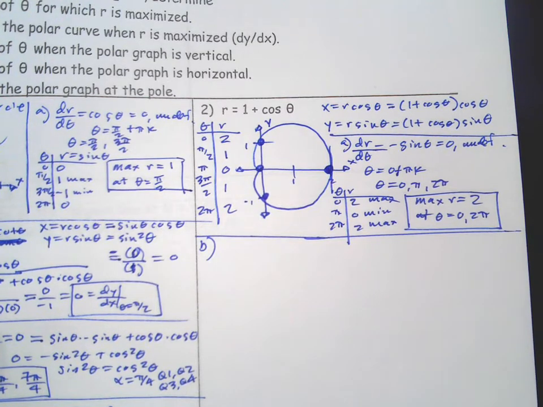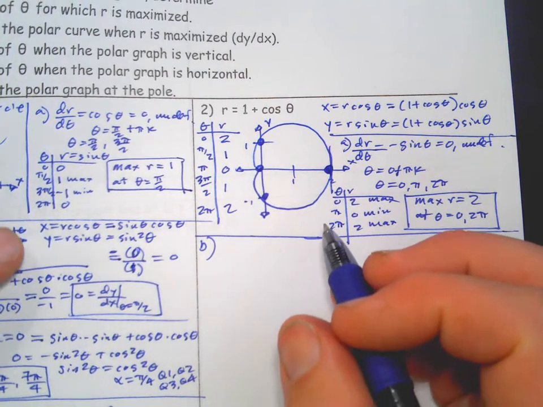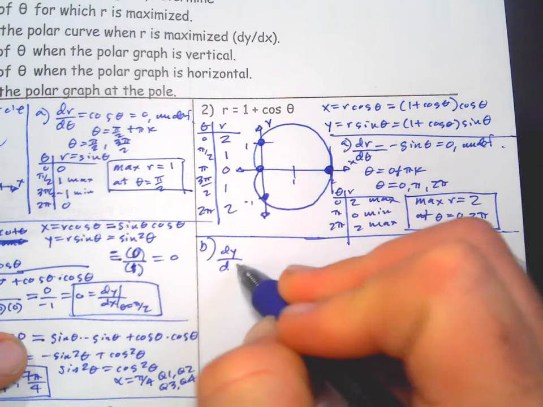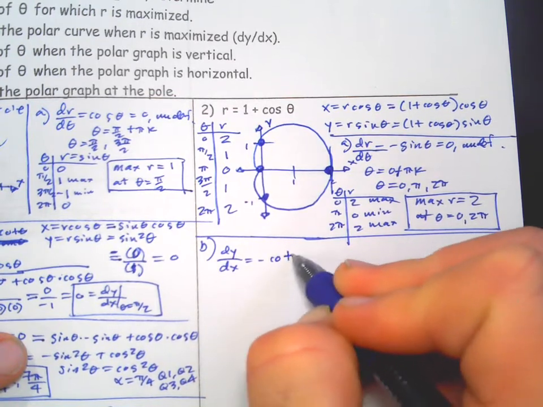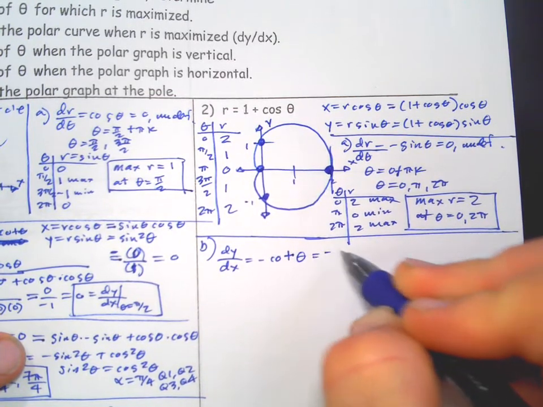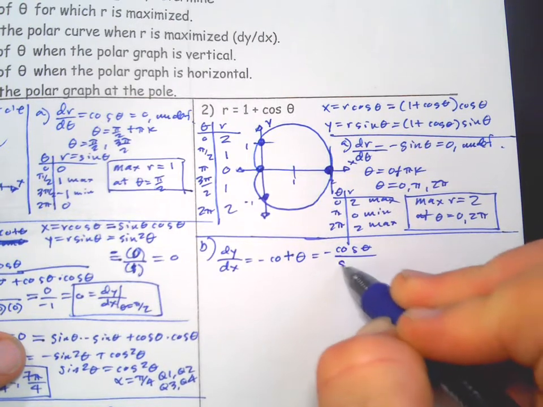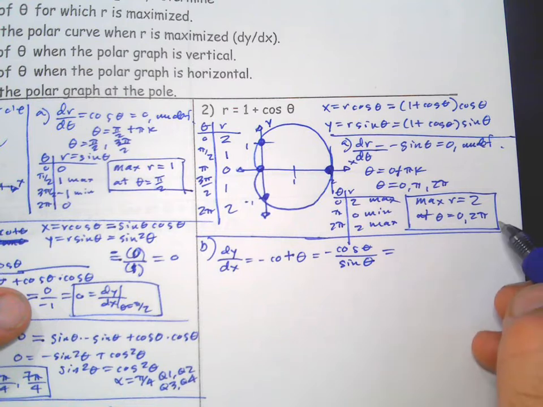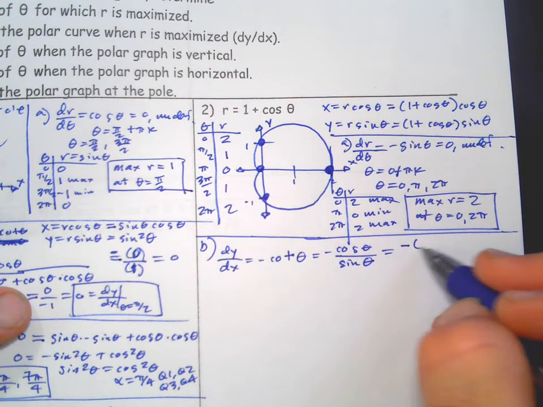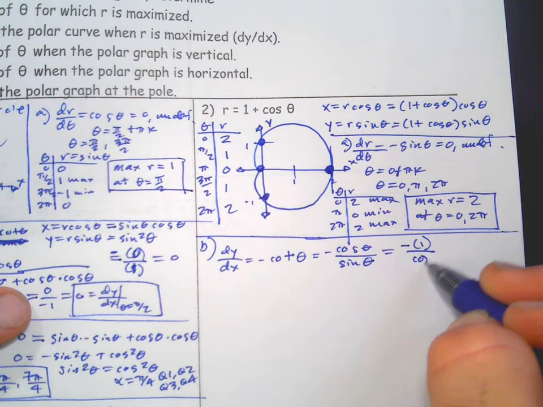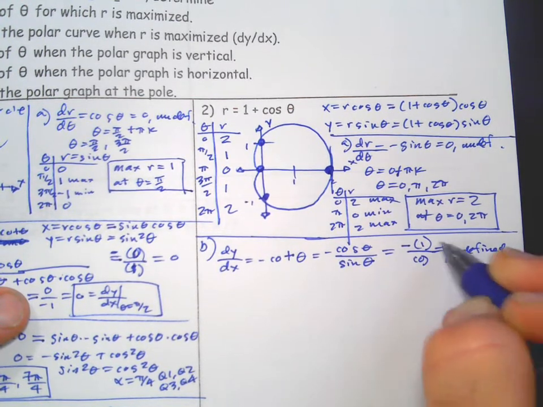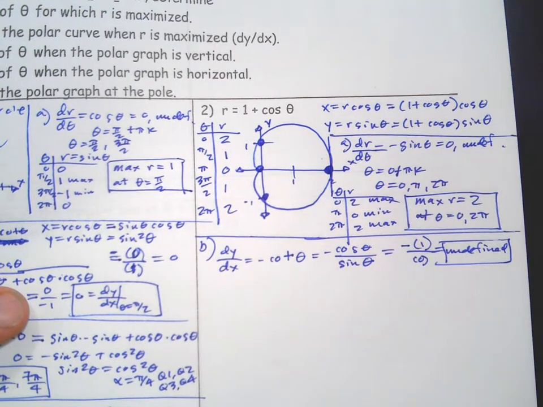So let's see. B, we're looking for the slope of the polar curve when it's maximized. So we could use the shortcut dy dx equals negative cotangent theta, so it's going to be negative cosine over sine. When you plug in 0 or 2 pi, it's going to give you the same thing: negative 1 over 0, which is undefined. Now, based off the picture, does that make sense, that the slope at max r is undefined?